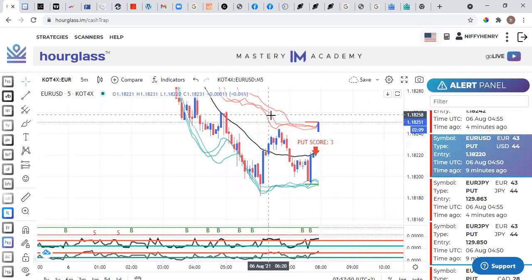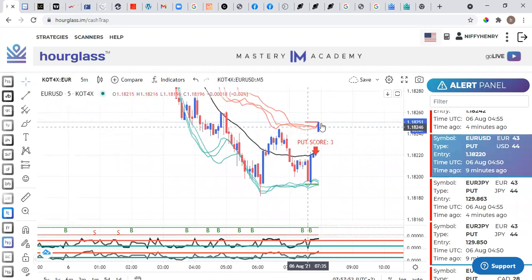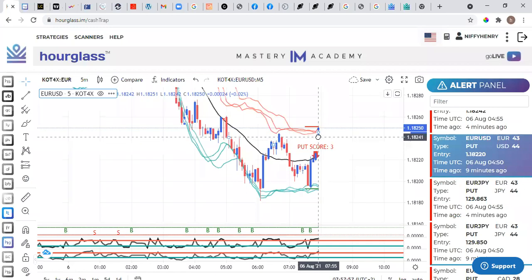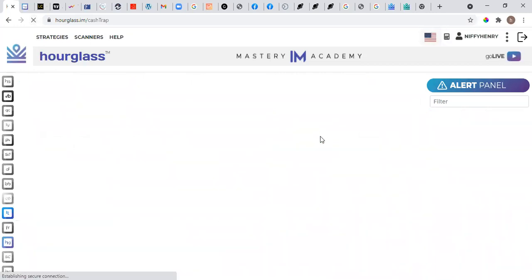Sometimes the software misbehaves. I don't know why this candle is up above. This is not where it should be. This blue candle should be somewhere here. Okay, let me just refresh. I don't know why that happens. Sometimes it does that. It's one of the bugs on the software.